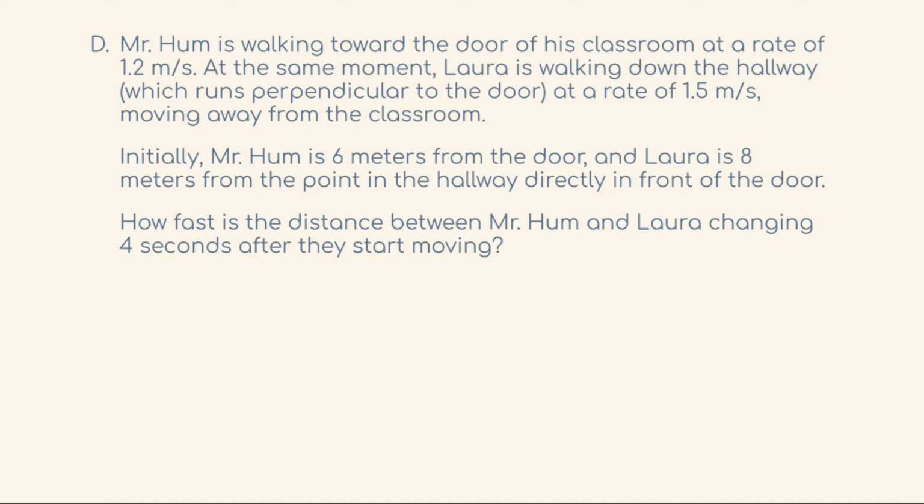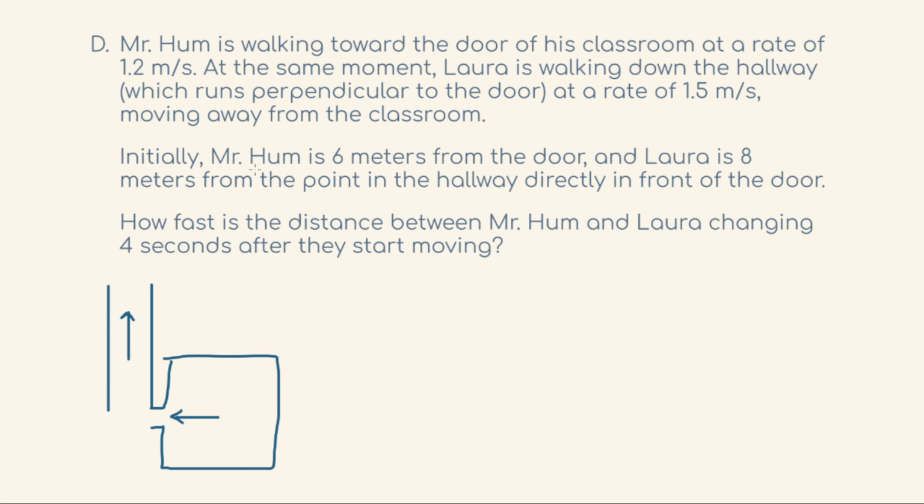All right, question D. So Mr. Hum is walking towards the door of his classroom at a rate of 1.2 meters per second. At the same time, Laura is walking down the hallway, which runs perpendicular to the door. Okay, so let's try to visualize this real quick here. So we've got, let's say, a hallway over here, right? And we've got, let's say, a classroom here, like this. That's the classroom. And so I'm walking towards the door this way, and Laura is walking down the hallway that's perpendicular to the entrance of the classroom, right? Perpendicular to the door, and she's walking away from the classroom.